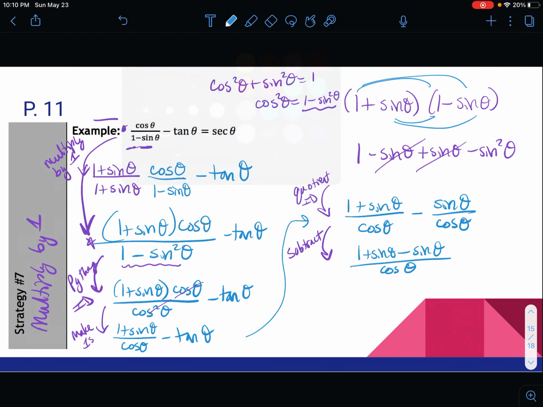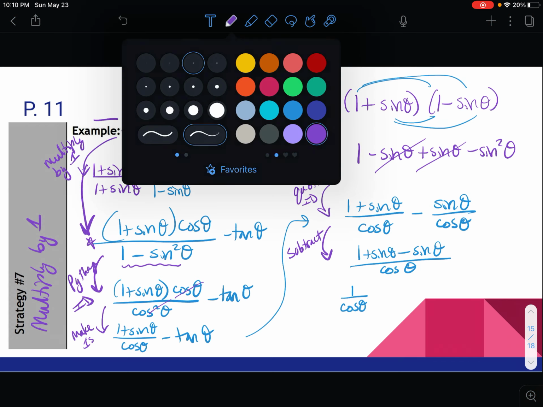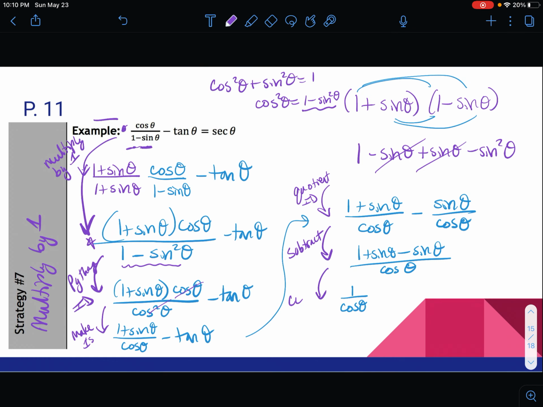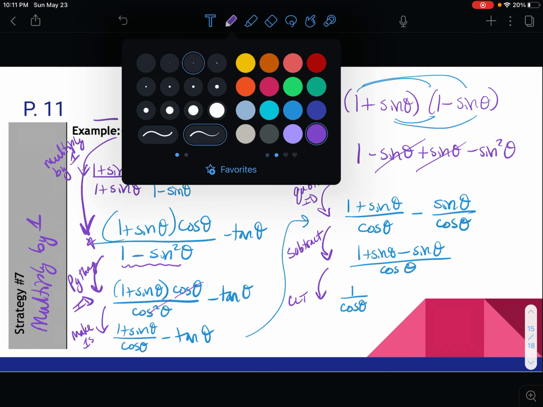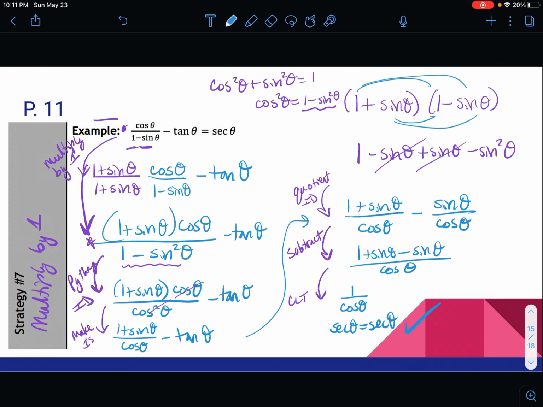Now let's combine those like terms. I see them canceling out right there. So we can go ahead and combine those and we'll get 1 over cosine theta. The reason is combine like terms. And finally, we want to get this to be secant, and we know by the reciprocal identities, this is secant theta. And that's exactly what we wanted to prove. So we can say here reciprocal identities.